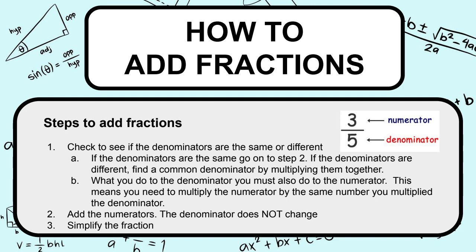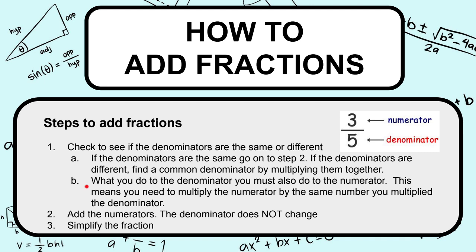After you check to see if the denominators are the same or different, you're going to move on to step A. The majority of the time, the denominators are going to be different. But if the denominators are the same, go on to step 2. If you look at the 2 fractions and notice the denominators are the same, skip right down to step number 2. If the denominators are different, you're going to find a common denominator by multiplying them together. There are other ways to find common denominators, but when you're just learning, the easiest and most straightforward way is to multiply the denominators together.